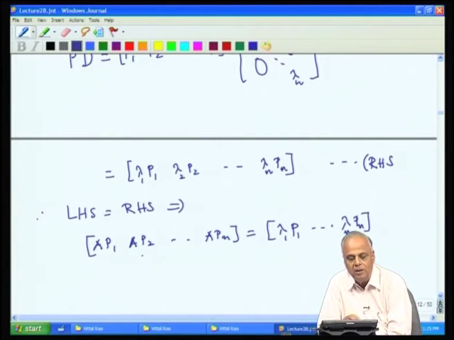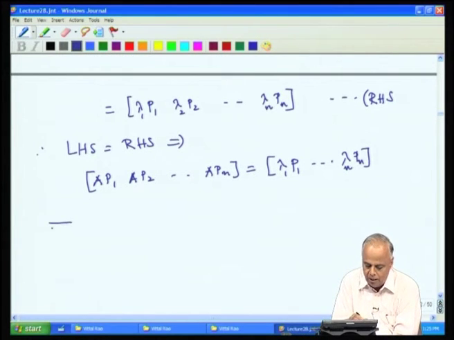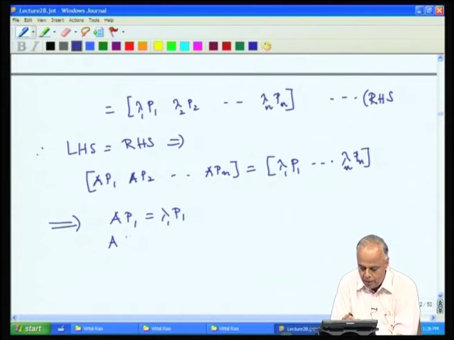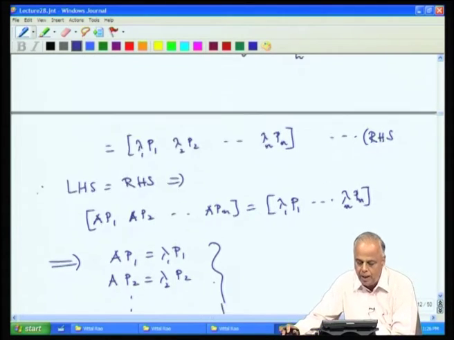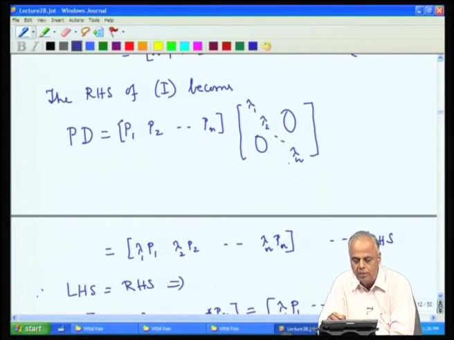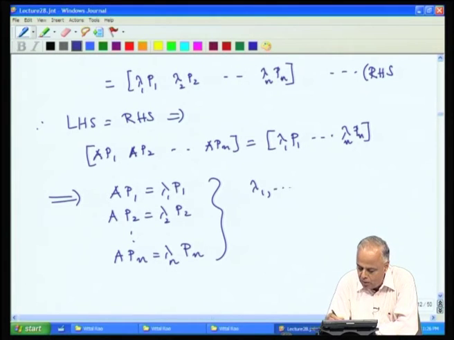Since the two matrices on both sides are equal, the corresponding columns must be equal and therefore, we get A P 1 equal to lambda 1 P 1, A P 2 equal to lambda 2 P 2 and so on, A P n is lambda n P n. Now, let us go back, this lambda 1, lambda 2, lambda n are the entries in the real diagonal matrix D and therefore, lambda 1, lambda 2, lambda n are scalars. So, lambda 1, lambda 2, lambda n are real numbers.